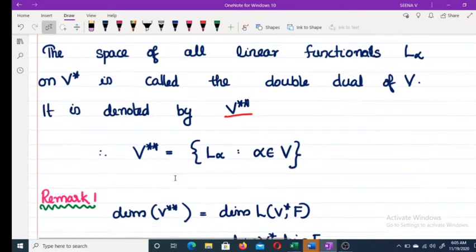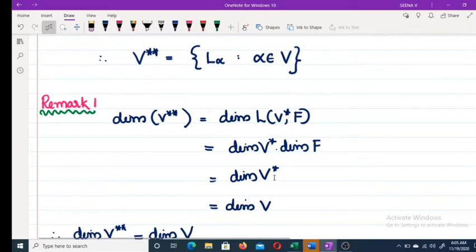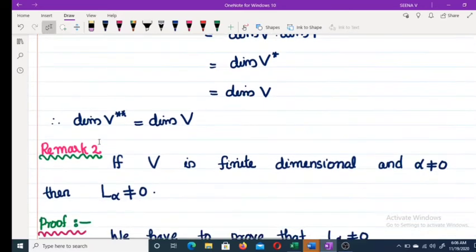Now we are moving to the remark. Dimension of V double star is equal to dimension of L of V star, F, the set of all linear functionals on V star. So dimension of L of V star, F is equal to dimension of V star into dimension of F, which is equal to dimension of V star, which is equal to dimension of V. Therefore dimension of V double star is equal to dimension of V.